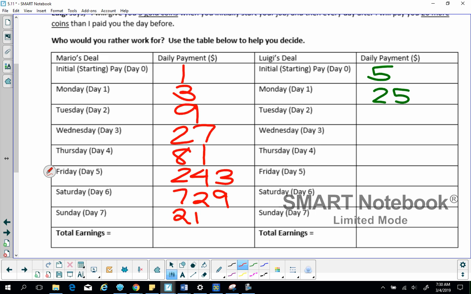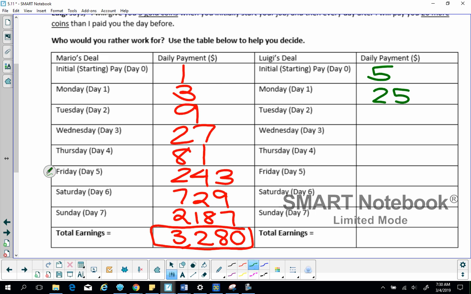And so when you added all this up, what did you guys end up getting? 3,000, what was it? So when you add them all up, you end up getting 3,280. So total Mario has 3,280 coins. Even though he started with 1, he has a ton of coins.